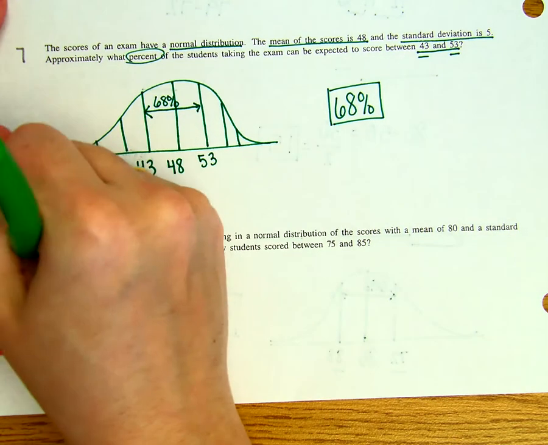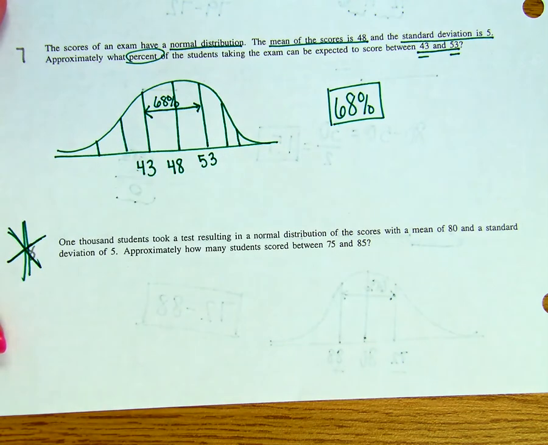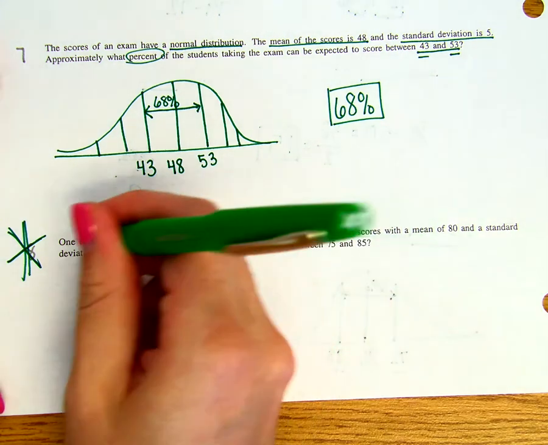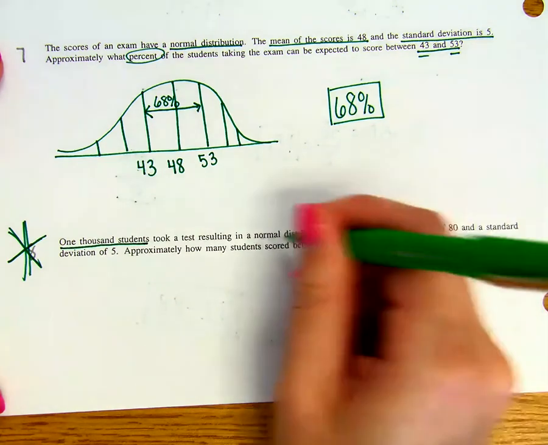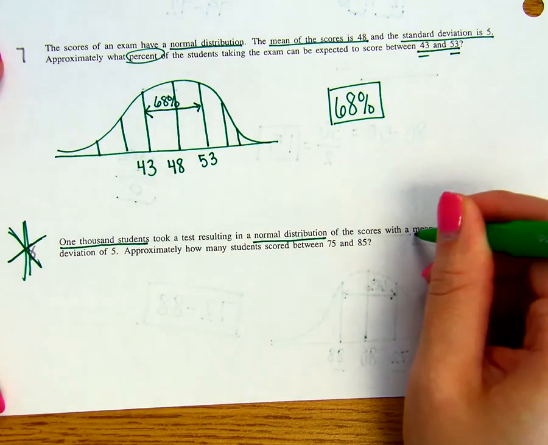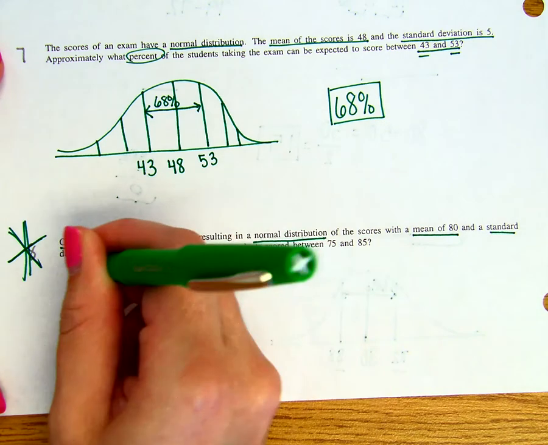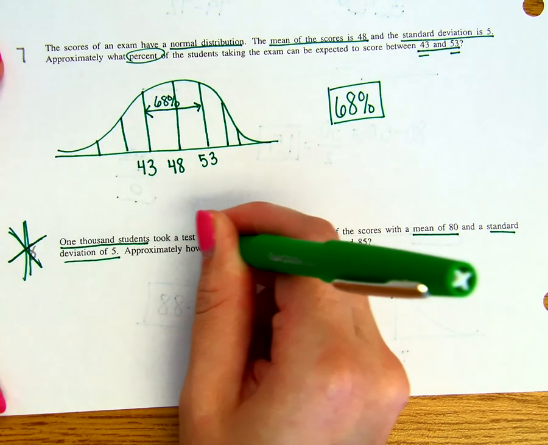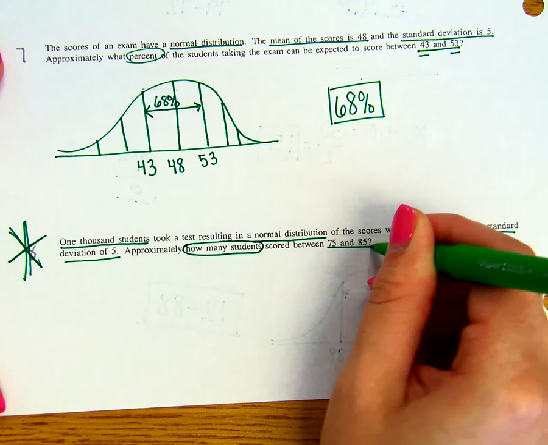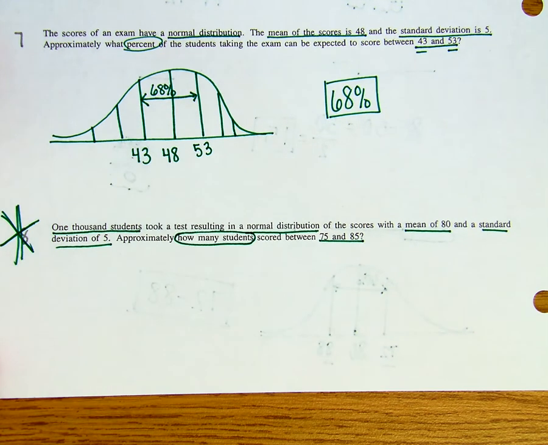Question 8. I want you to put a star next to question number 8. You will definitely see this one again, especially on the quiz. 1,000 students took a test resulting in a normal distribution of the scores with a mean of 80 and a standard deviation of 5. Approximately how many students scored between 75 and 85? So here, our important information is that it's 1,000 students, normal distribution, mean of 80, standard deviation of 5, and it wants to know how many students between 75 and 85.